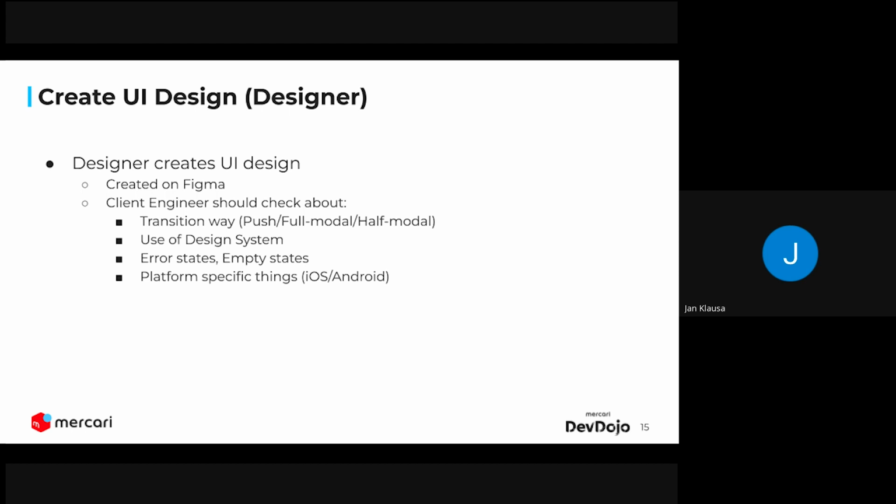Next thing, error state and empty state. If you look at the design, sometimes the API returns an error or empty data, so we need to prepare for those situations. And lastly, platform-specific things. Apps are different from the web. We need to submit our app to the platform, so we need to make sure that our app is aligned with the guidelines of each platform.